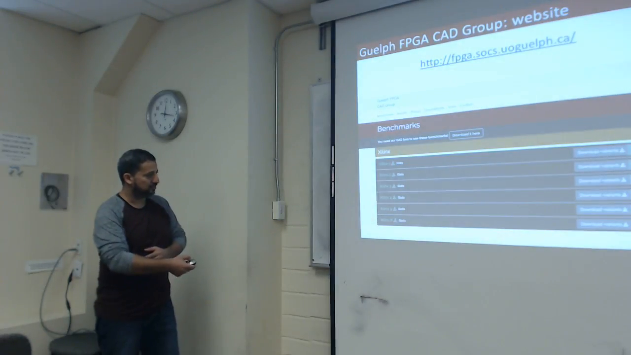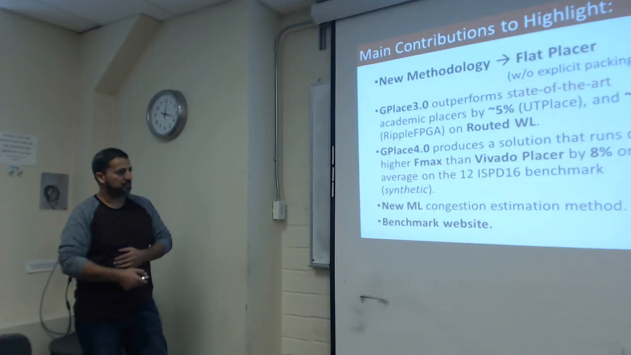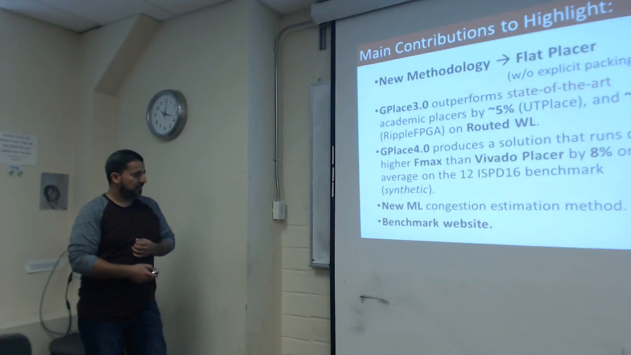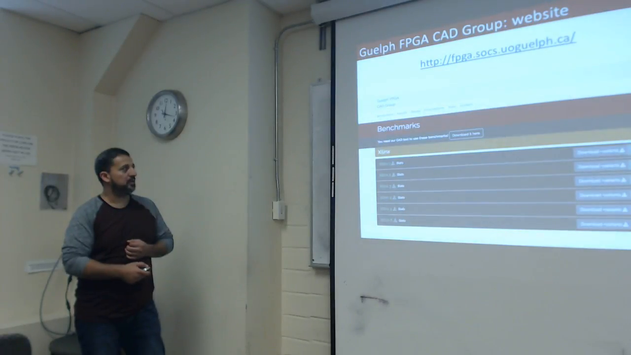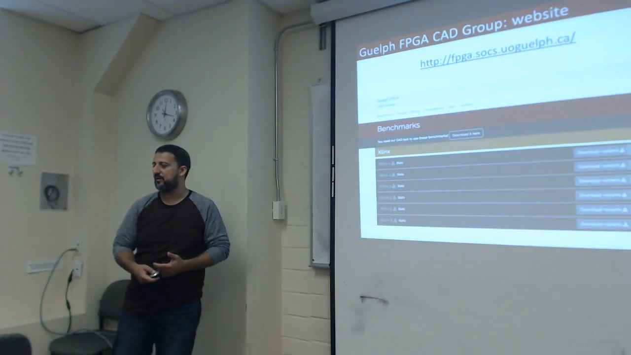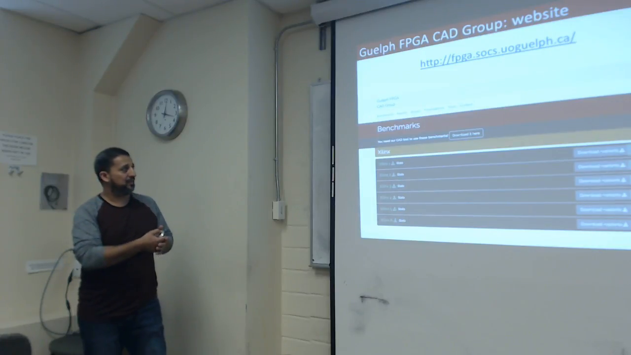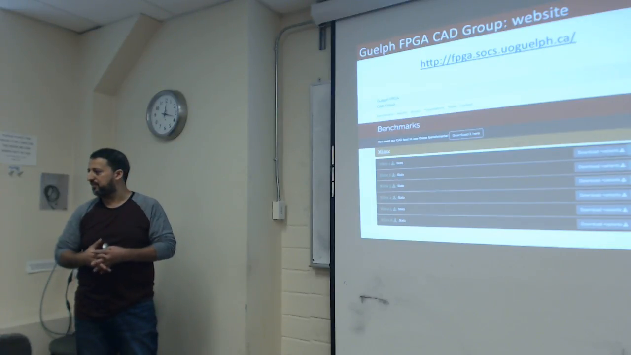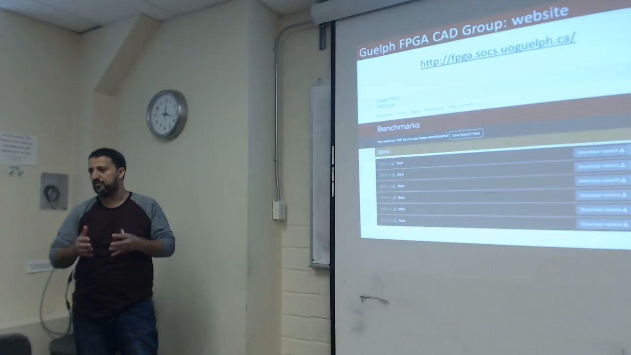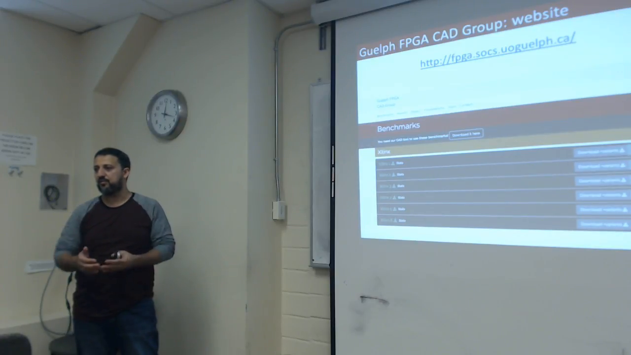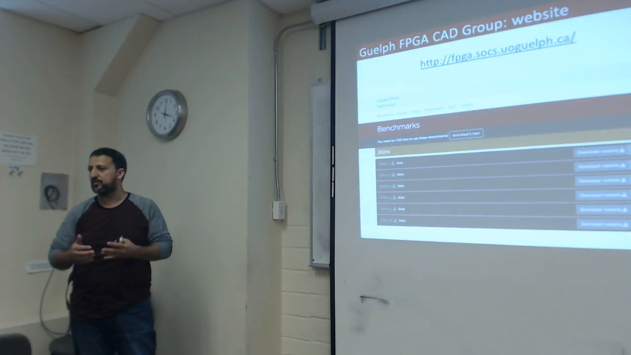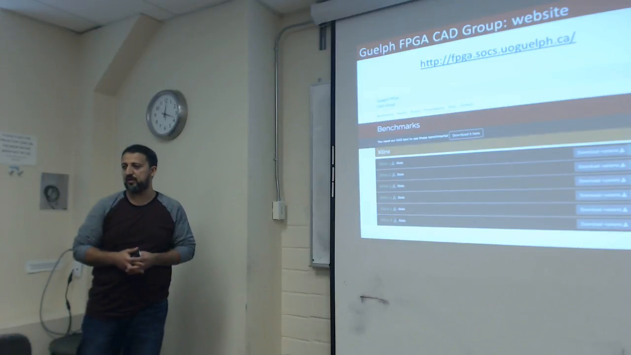Also machine learning congestion estimation, and a website for the benchmarks, and also maybe the binaries and stuff like that. But I think it's not ready now. Maybe within or after 2 weeks. This is the URL, so you can check it maybe after 2 weeks. We have all the 372 benchmarks. So if we also have benchmarks for industrial ones later on, we'll have them there, as well as the binaries.